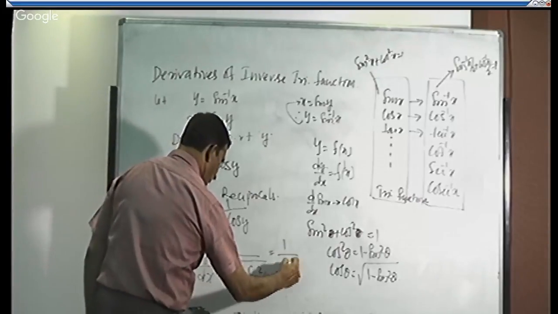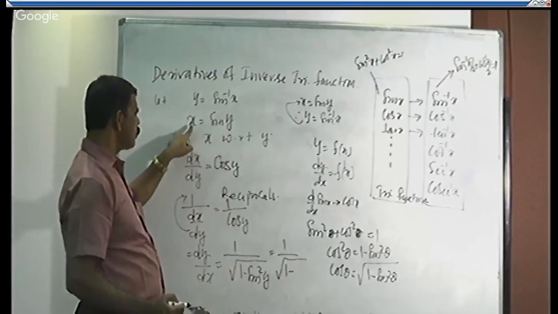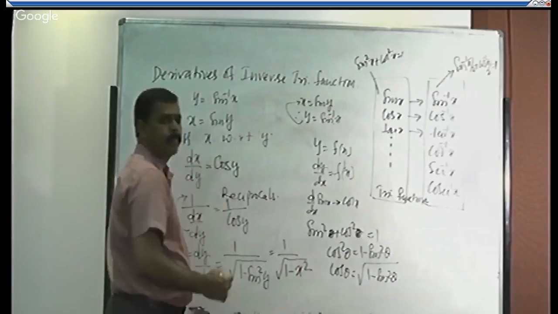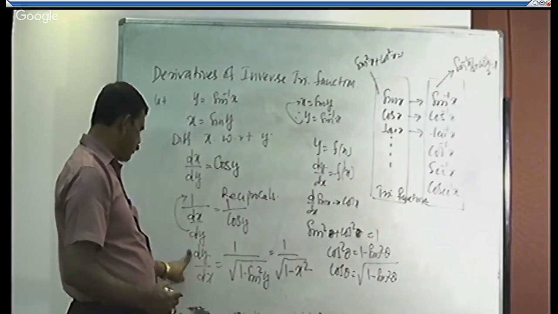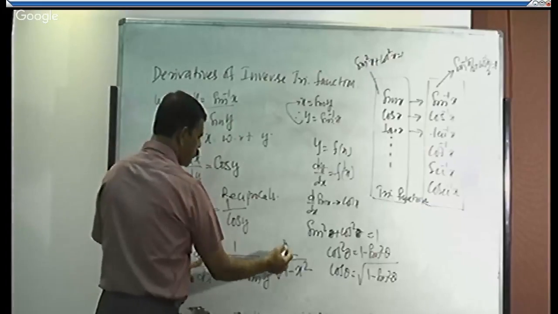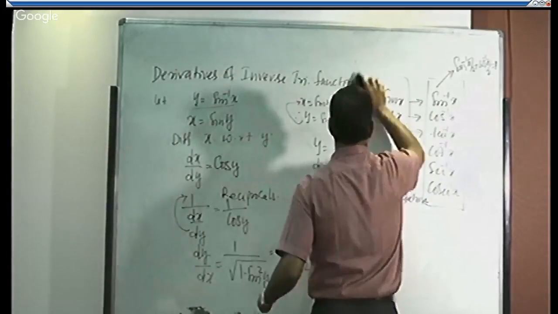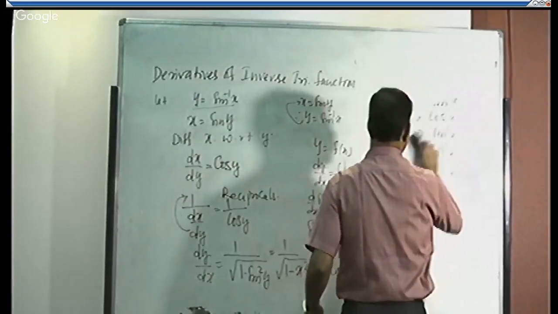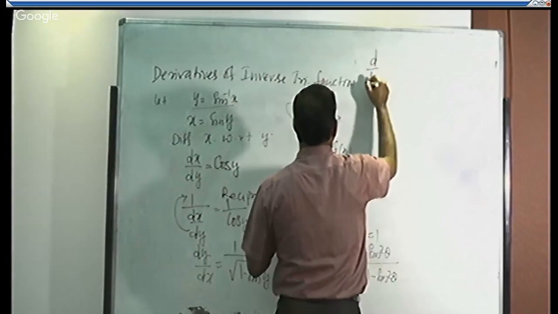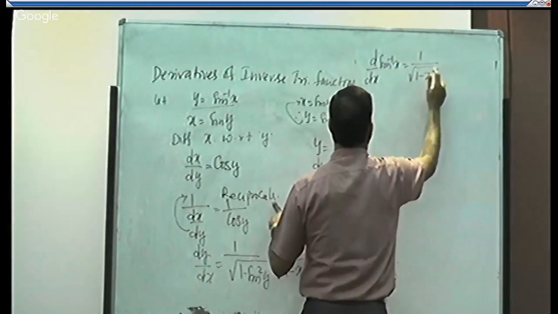Now 1 divided by root of 1 minus, substitute the value of sin y. Sin y is equal to x. Therefore, sin square y is x square. That means, y is equal to sin inverse x, and the differentiation of sin inverse x is 1 divided by root of 1 minus x square. D by dx of sin inverse x is equal to 1 by root of 1 minus x square.